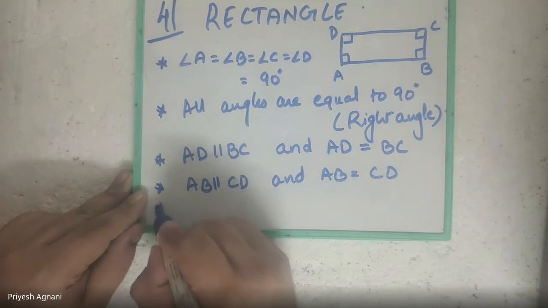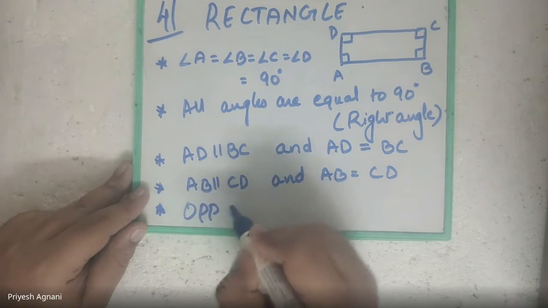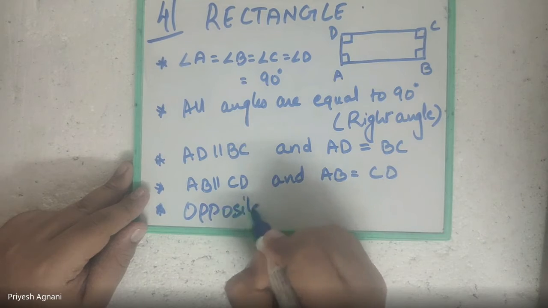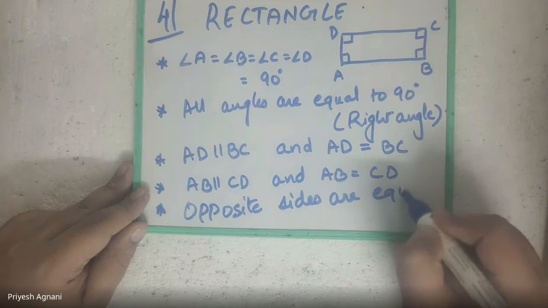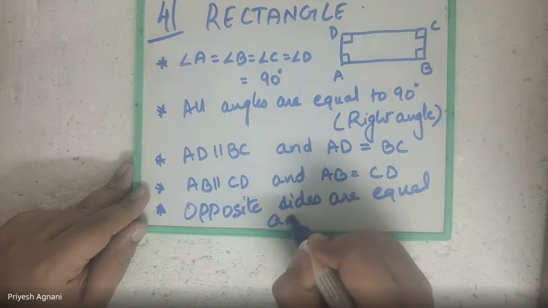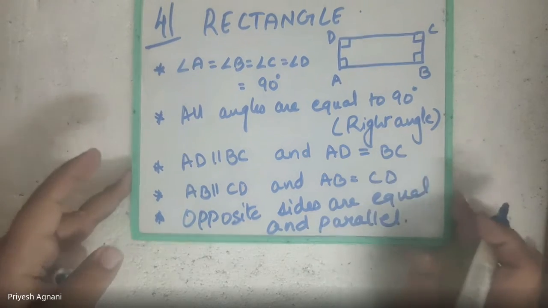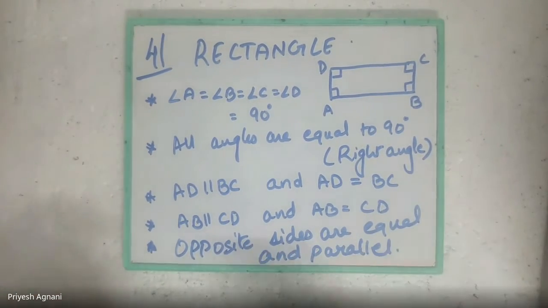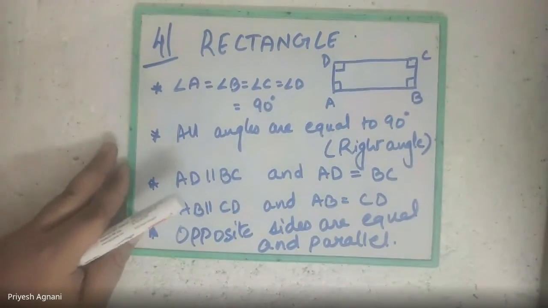And the last point you are going to write: opposite sides are equal and parallel. Please write it down. Opposite sides are equal and parallel. I give you a moment. Please write it down.